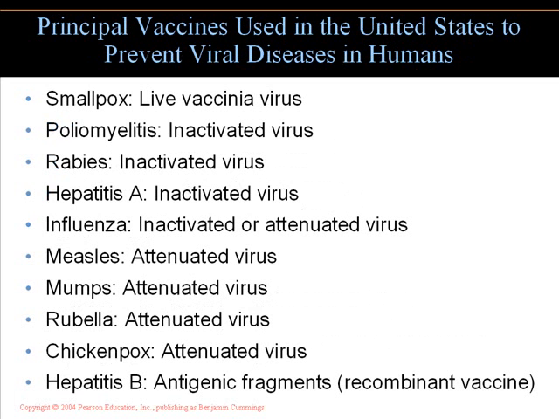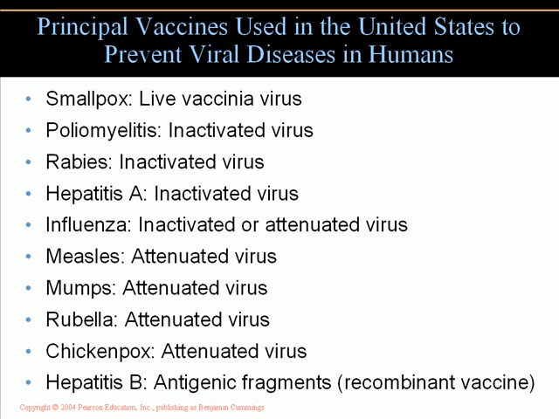Some other principal vaccines used, or that have been used, in the United States would include smallpox, which is the live vaccinia virus. Vaccinia refers to the agent that causes cowpox, but the similarity between cowpox and smallpox is such that if you administer the vaccinia virus, it will also confer immunity to smallpox as well.